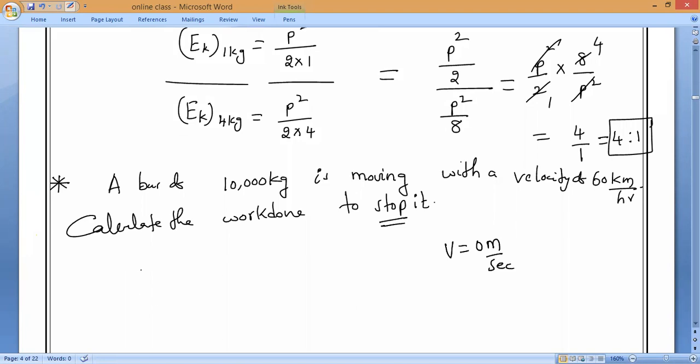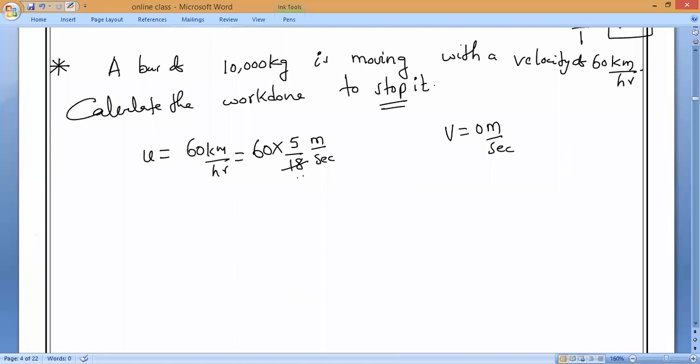Now what is the initial velocity? Initial velocity is equal to 60 kilometer per hour. As we know, it must be in meter per second. Converting to meter per second, we multiply by 5 by 18. So we do the 18 table and 60: 2 9s are 18, 2 30s are 60, 3 3s are 9, 3 10s are 30. Which equals 50 by 3 meter per second.